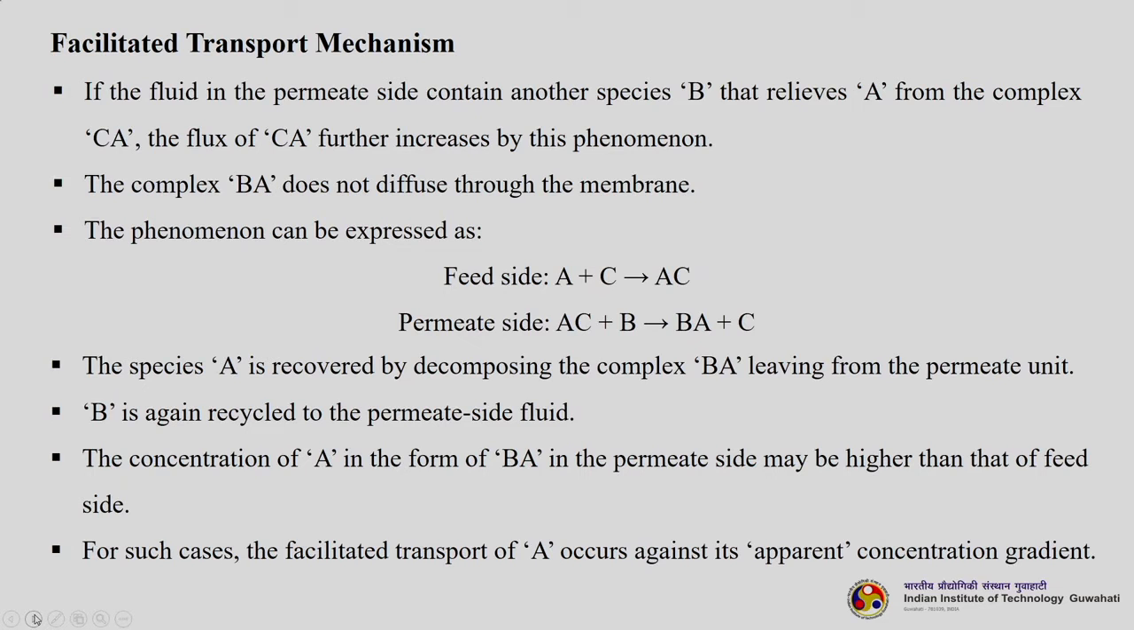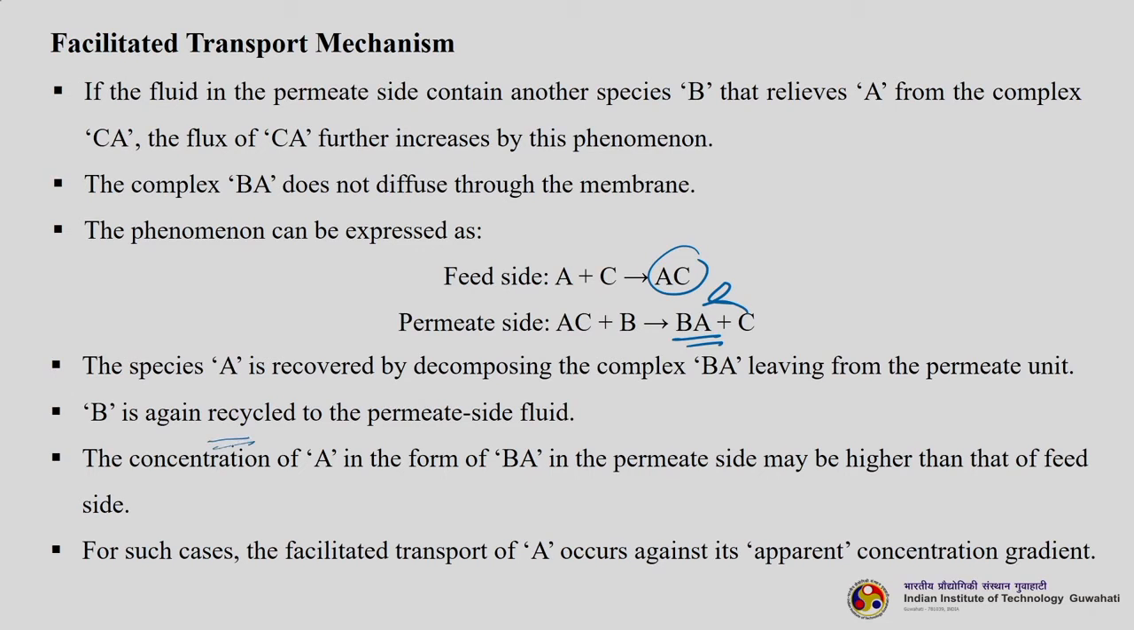So, you can see the reaction: on the feed side, A plus C gives AC, then this complex moves through the membrane, and once it reaches the permeate side, AC plus B gives BA plus C. But BA is not diffusing back, and C is again recharged or renewed. So, it is free now to bind with another solute A. The species A is recovered by decomposing the complex BA leaving the permeate unit, and B is again recycled to the permeate side fluid.